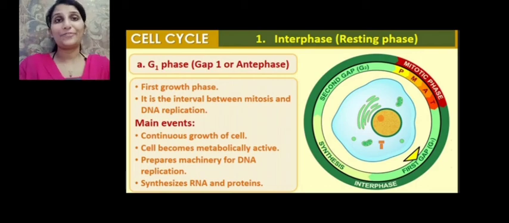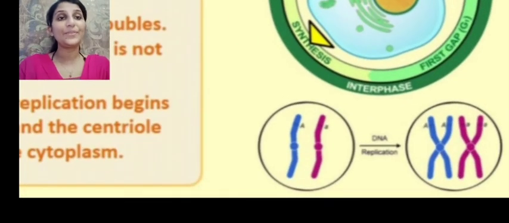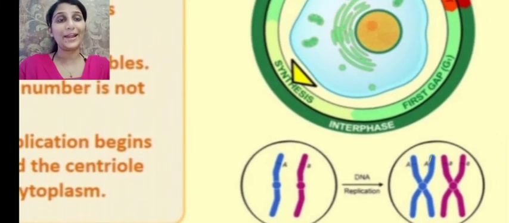So the first gap phase or growth phase follows the mitotic phase, and soon after gap phase 1, what is coming? It is followed by the S phase, which is called the synthetic phase. It is this phase during which the DNA replicates. We can see here two strands, or two chromosomes over here. And after DNA replication, we can see the amount of DNA in this has doubled. We can see two chromatids.